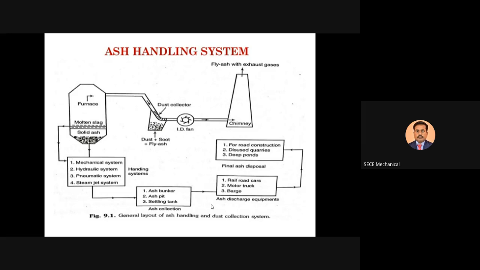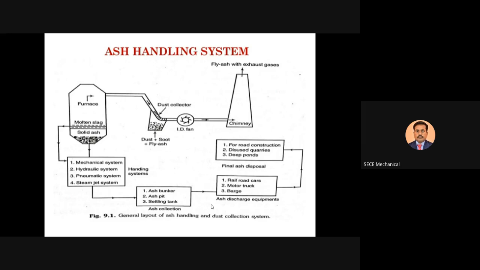So this is one way gases go from your furnace to the environment. In the lower part, you have a molten slag. Due to the combustion of coal, some slag is formed. That slag also combines with your solid ash, and both are mixed together. That is the solid particles.